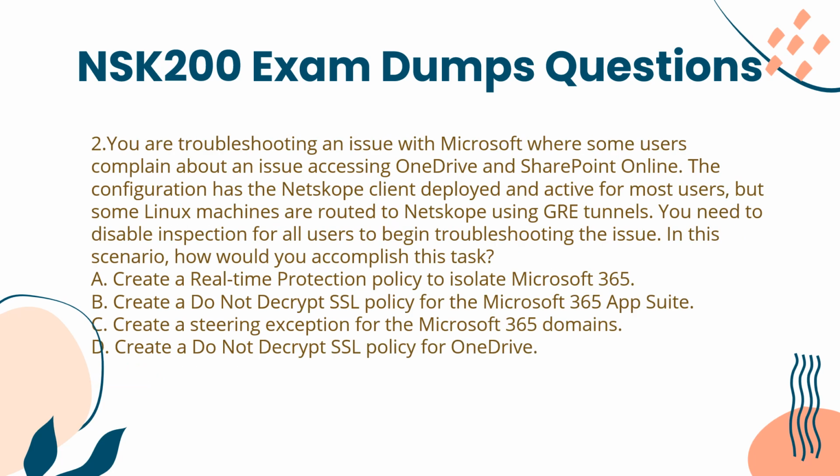2. You are troubleshooting an issue with Microsoft where some users complain about an issue accessing OneDrive and SharePoint Online. The configuration has the Netskope client deployed and active for most users, but some Linux machines are routed to Netskope using GRE tunnels. You need to disable inspection for all users to begin troubleshooting the issue. In this scenario, how would you accomplish this task?